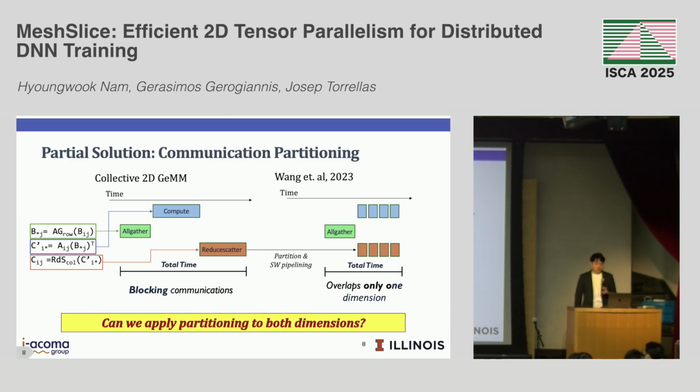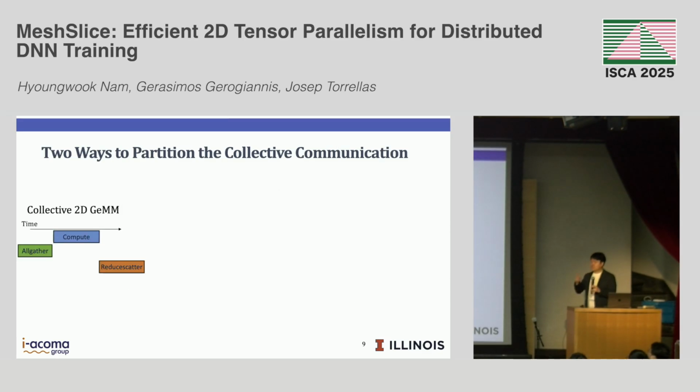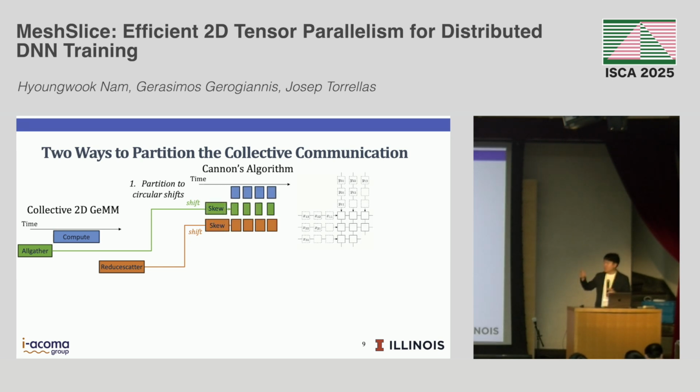So the natural question is, can we apply such partitioning to both dimensions? Well, the answer is yes. We already know the answers, but those answers have efficiency problems. There are two known ways to partition collective communication into partial communications. The first method is, as we saw, partitioning it into circular shift operations. If you apply this to two dimensions, this results in Cannon's algorithm. This is a base algorithm for systolic arrays, so you can think about the systolic arrays.